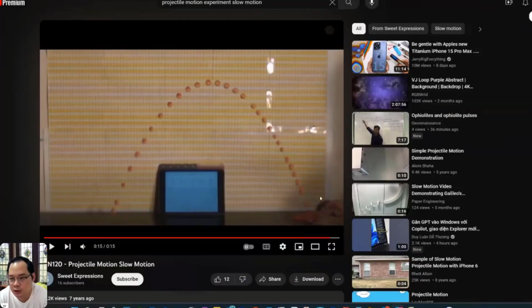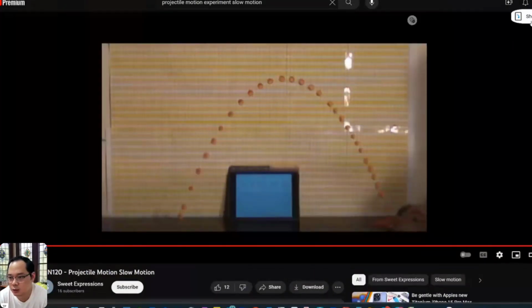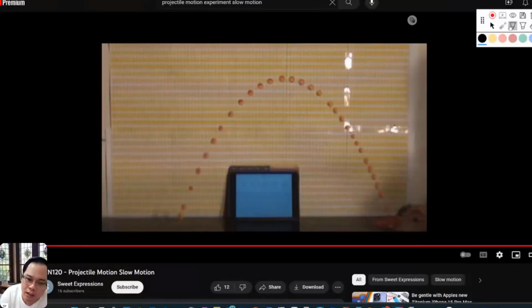So what can you see about the horizontal distance between these dots? I mean the distance from this point to this point, and then the horizontal distance only, from this point to the next one. What do you see? It's all the same. Yes. So what does it mean?